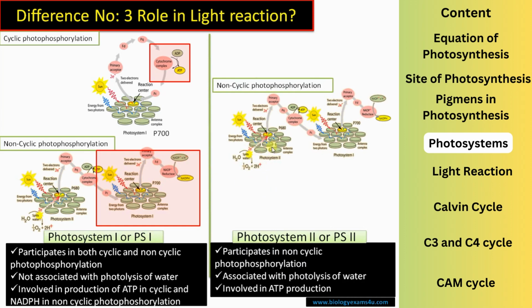As electrons move from photosystem 2, there is an electron hole. So in order to refill that electron hole, a process called photolysis of water, or water splitting, occurs, providing electrons and protons. It is involved in ATP synthesis.